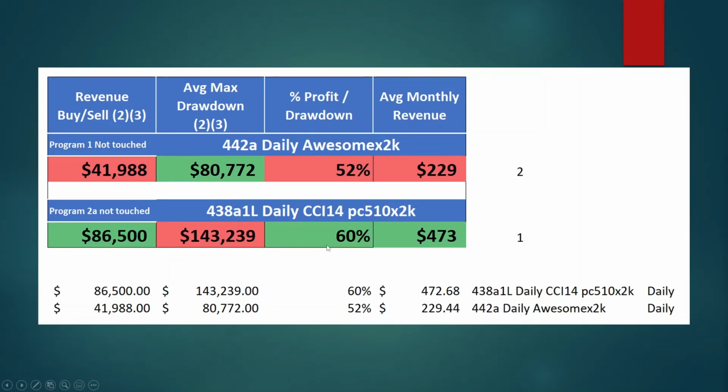So just be mindful, what we're aiming for is a higher profit over drawdown, and that's simply looking at profit over drawdown is 60% versus this one is 41 over 80 is 52. It shows a monthly revenue on average 473 versus 229.